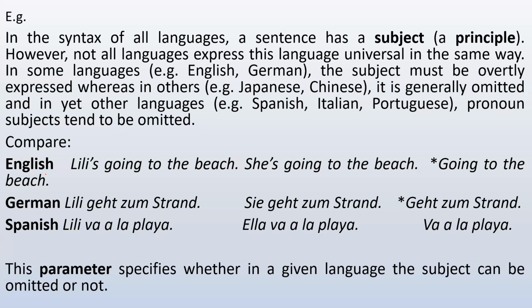So you have an example for comparing English. See how we can write sentences in English: Lily is going to the beach. So Lily is the subject. And we can say it like she's going to the beach also. We can replace Lily with she, the pronoun. No issue, no problem. Still the sentence is grammatically correct and meaningful, right? That's fine. But can we say in English, going to the beach? Can we say that in English without the subject?